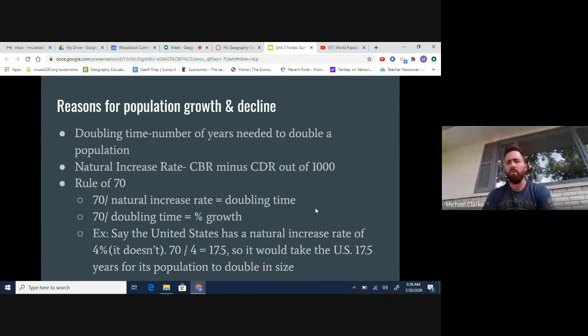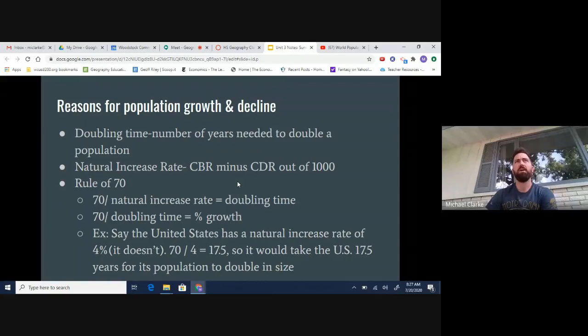So what you want to use is something called the natural increase rate. The natural increase rate is the percentage of growth in population in your country. So if you have a natural increase rate of 1%, that means your population is growing by 1% each year. So that's the first step. You've got to know what natural increase rate is. It's the percentage of growth. How do you get that? You take your crude birth rate, subtract the deaths out of it, the crude death rate, and you have a natural increase rate.